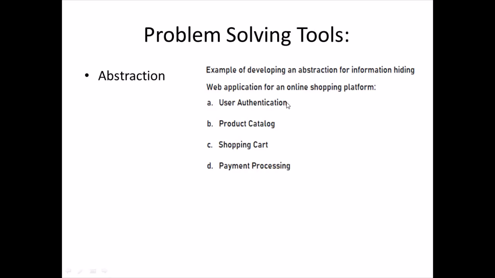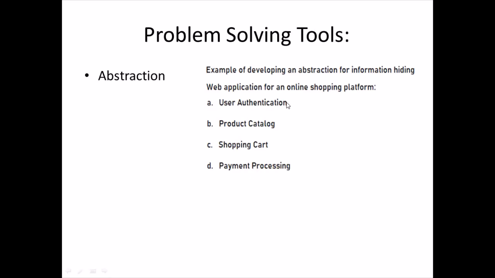Now, the third part in information hiding will be the shopping cart. The shopping cart functionality allows users to add items, update quantities, and proceed to checkout. By abstracting the shopping cart model, the implementation details such as data storage, session management, and cart calculations can be hidden. Yes, they all can be hidden. The rest of the application interacts with the shopping cart module through interfaces that provide methods for adding items, updating quantities, and retrieving cart information without needing to be aware of the specific data structure or algorithms used.